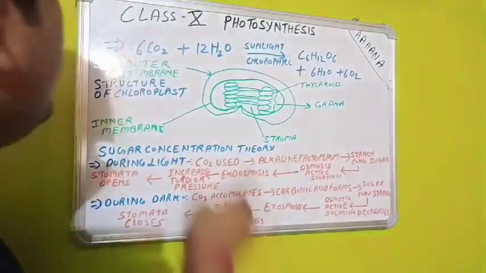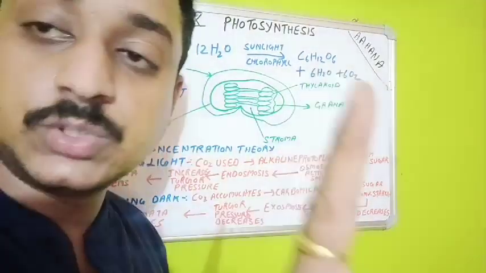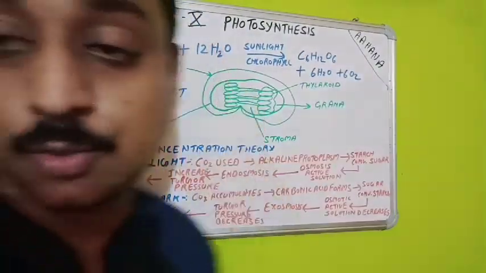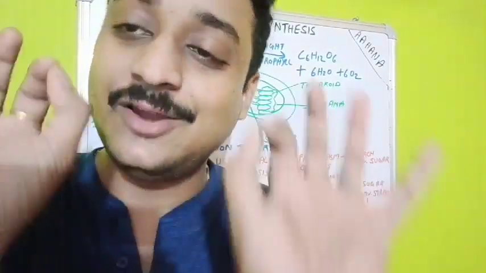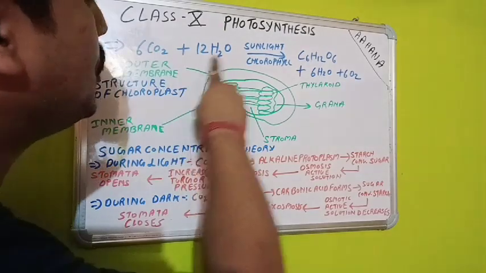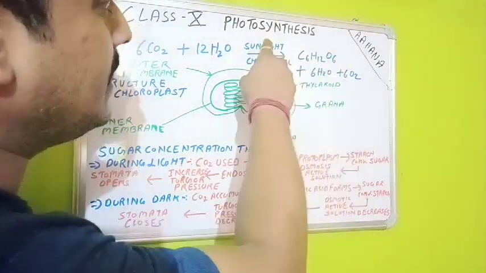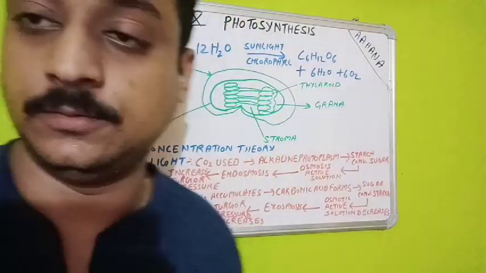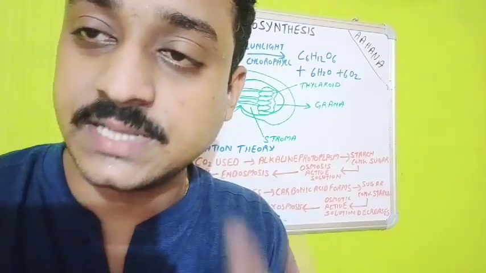So what products are we using? We are using carbon dioxide and water. The plant is using carbon dioxide and water. Don't feel bad that I am using the word we. We is not for humans, we is only for plants. So 6CO2 plus 12H2O will give C6H12O6 plus 6H2O plus 6O2 in the presence of sunlight and chlorophyll. So sunlight and chlorophyll is the basic need. I guess you can understand it till here.